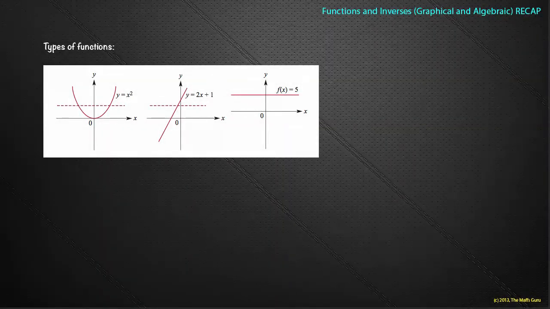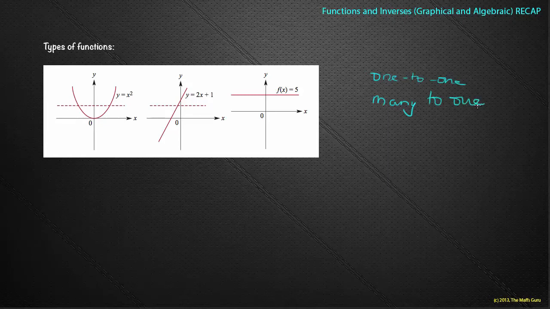There are sub-definitions, I suppose, and one of them is a one-to-one function and a many-to-one function. And how are they defined? Well, this time you draw a horizontal line. If you notice here, this horizontal line is cutting through my graph y equals x squared twice, and that's defined as a many-to-one function. And this here, with a horizontal line through, what do we notice? It's only crossing once, and this is a one-to-one function.